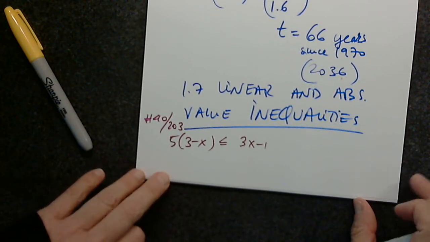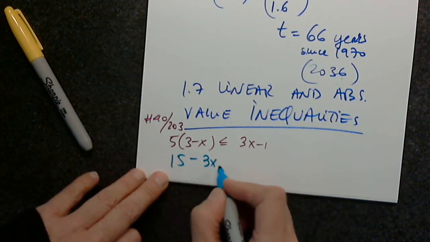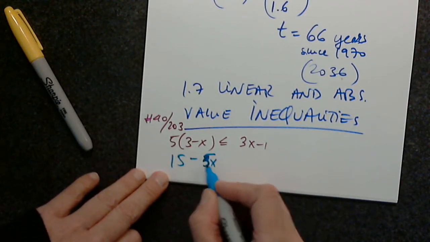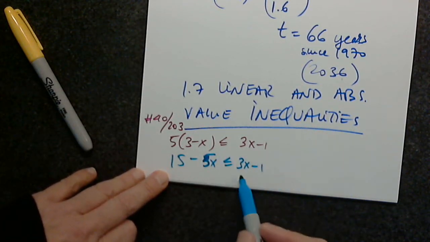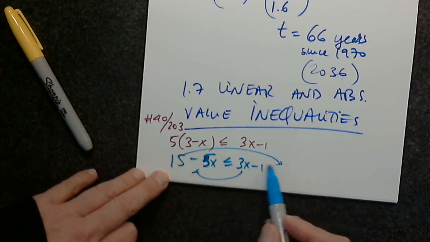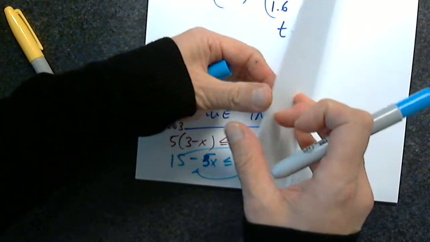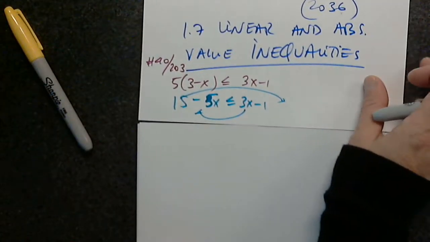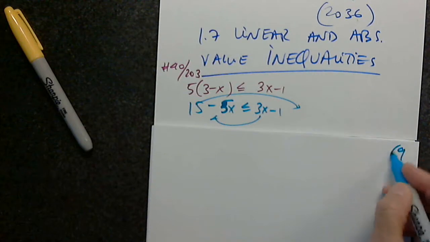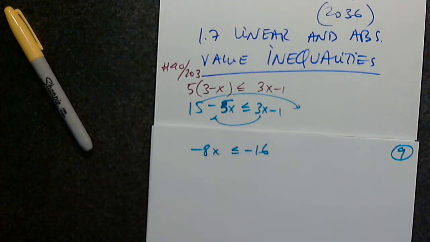Distribute the 5. Excellent. So 15 minus 5x less than or equal to 3x minus 1. Solving linear inequalities is similar to solving linear equations, except for the symbol, and except the final solution will be totally different. So then we have negative 8x less than or equal to negative 16.